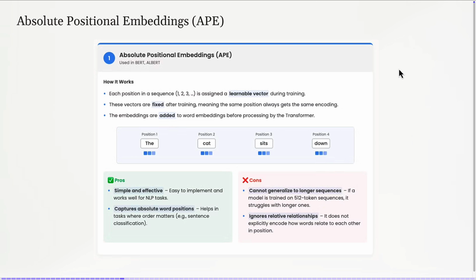So this is an illustration of the three techniques. How it works: each position in the sequence is assigned a learnable vector that will be added to the token vector, and these vectors are fixed after training, meaning that the same position always gets the same encoding. So after we train, every position, say up to 512, will have a fixed vector. Like what we have with sine and cosine, but the only difference is these are trained from the corpus.